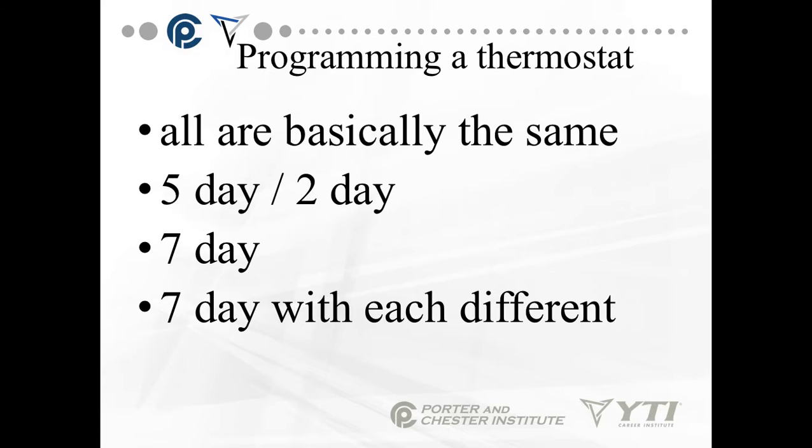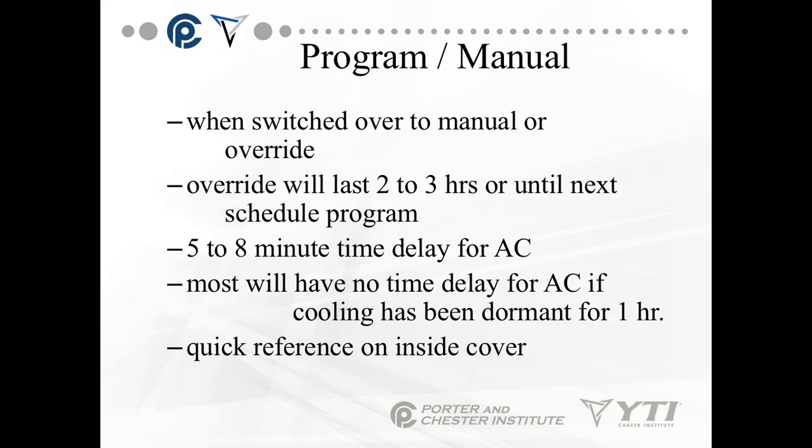Programming a thermostat, it's all basically the same. 5-day, 2-day, 7-day, each with a different time period. You can also switch over to a manual or override mode. The override can last 2 to 3 hours or until the next scheduled program, or you can click the override again and make it permanent.